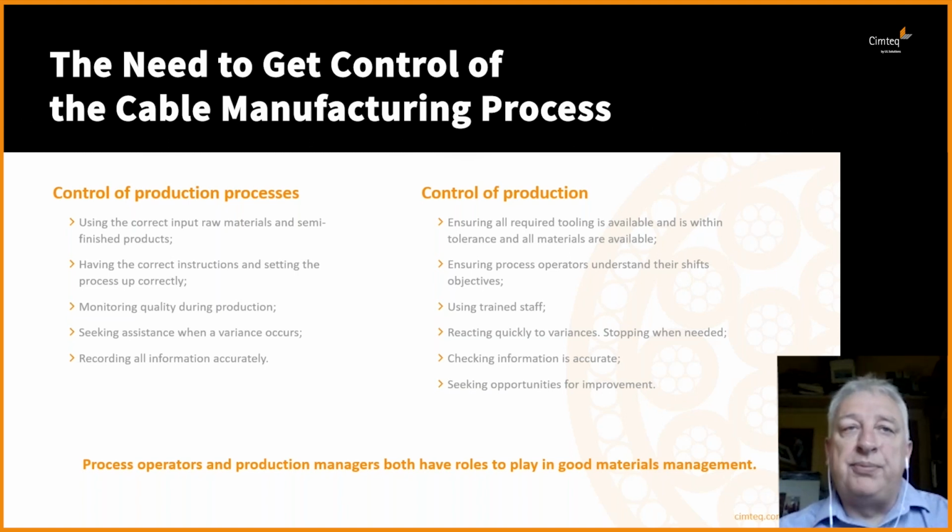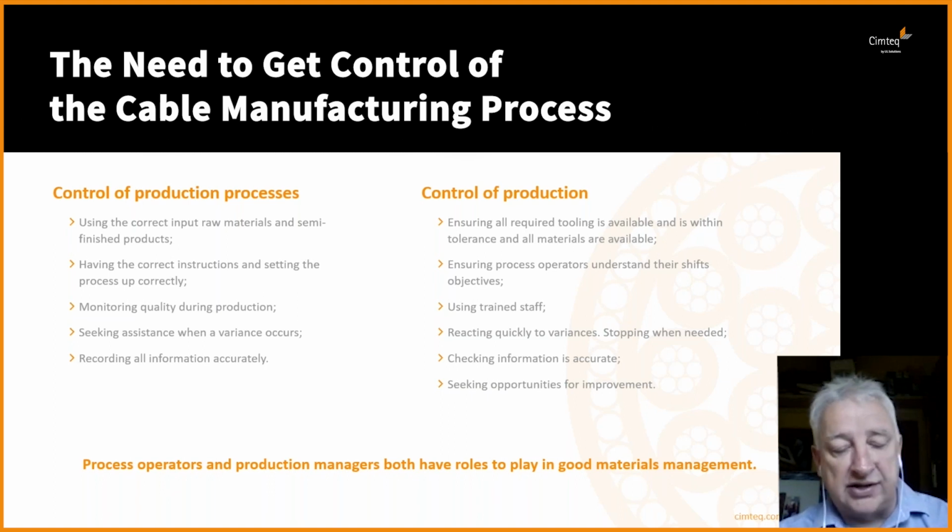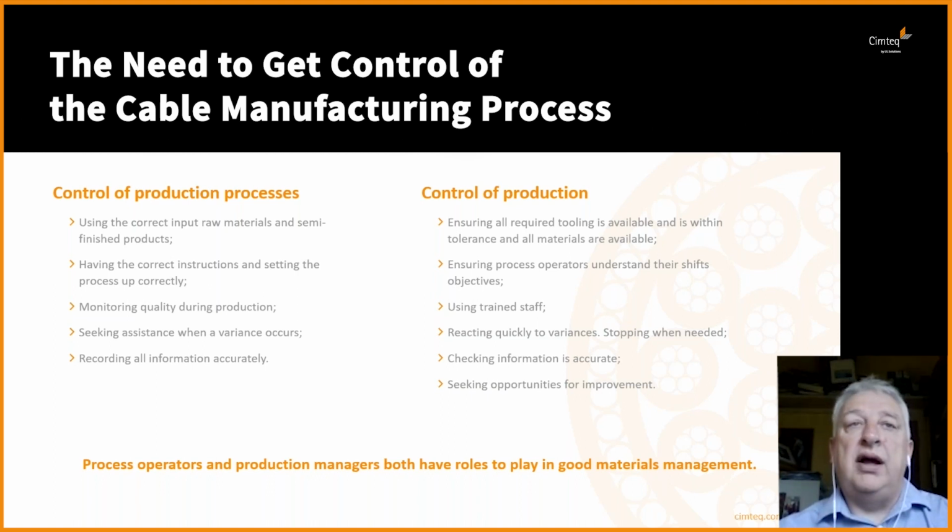We've got to make sure that operators have very clear instructions and very clear quality instructions about how to set up the process, how to monitor the process, how to monitor quality during production, and how to record their data. And if they see a variance, they should be seeking assistance, and absolutely recording all information accurately. And supervision here, in terms of control of production, there's an overlap. Supervision has an active responsibility to make sure that operators are actually doing those things to the required standard.